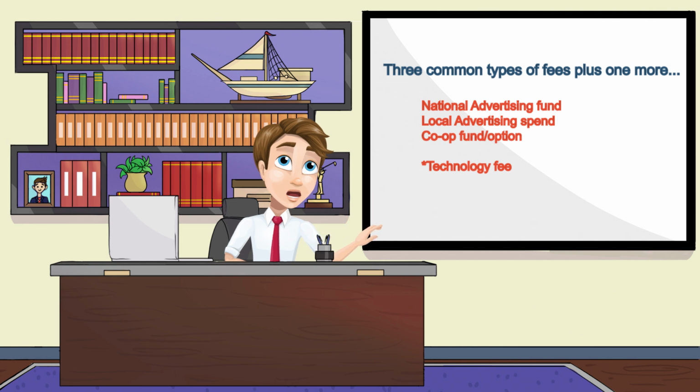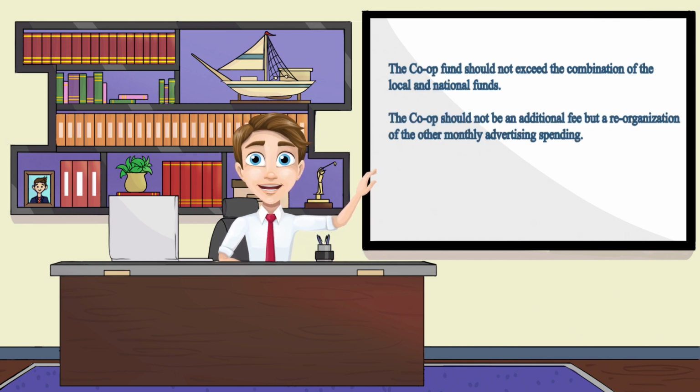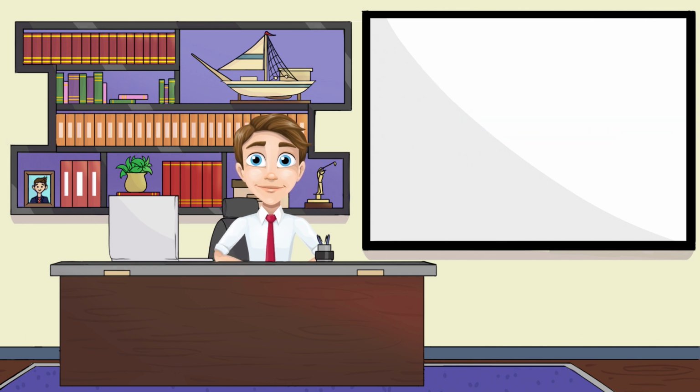Now, the co-op should not be above and beyond the national and local spend. It should just be a recoordination of those things. And then the last one that we're seeing often is a technology fee. And the technology fee is very smart to annex from the other two. These are black and white type items that are likely going to be run by third-party companies like pay-per-click, search engine optimization, email posting, and website updates, things like that.